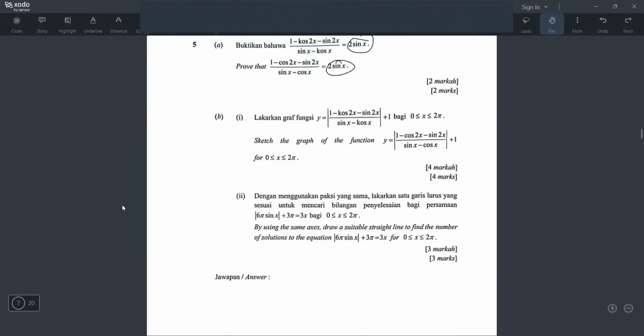Okay, so let's do B1 first. In B1, they want me to sketch the graph. Before I sketch, I think I have to do some working first. Look at this: y equals modulus of 1 minus cos 2x minus sine 2x over sine x minus cos x. Isn't it the same thing as this? So this whole thing, straight away convert to 2 sine x. So it will be modulus of 2 sine x, and then plus 1, because this whole thing is 2 sine x. And how to sketch this?